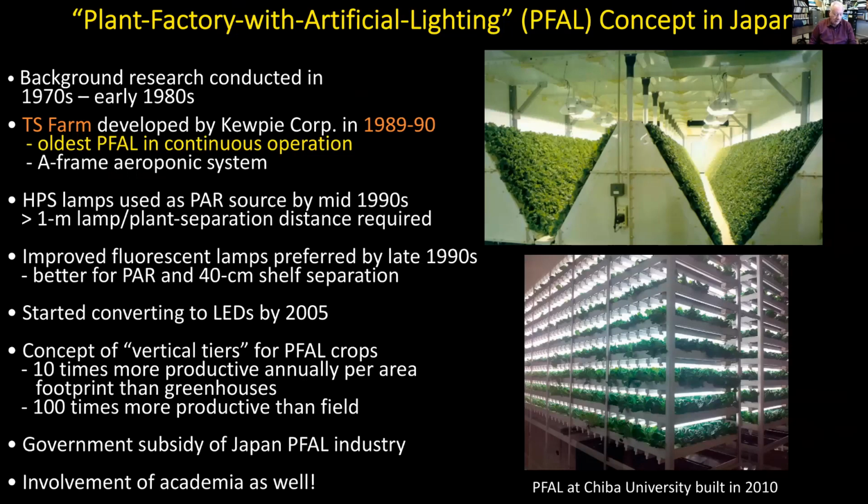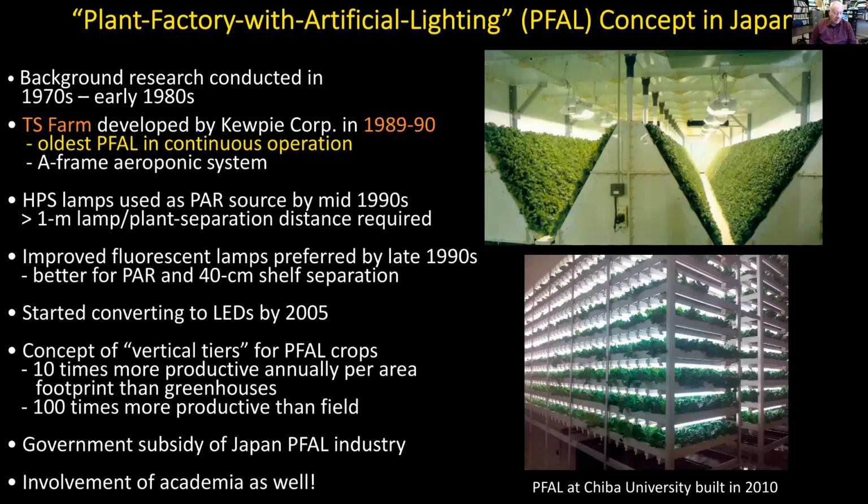1989-90, somewhere in there, and apparently still is in operation today, which is its claim to fame. It might be one of, if not the, longest continually operating indoor farms. PFALs started out with HPS lighting. Then they went, believe it or not, to fluorescent lights when those lamp types improved in output in the late 90s. But then they started converting over to LEDs by about 2005.